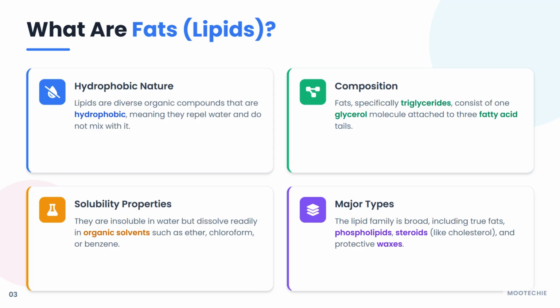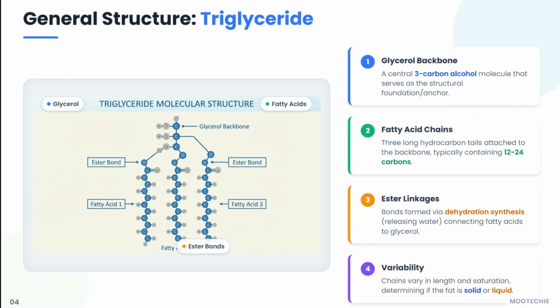Now, their composition, the fats we commonly think of called triglycerides, have a specific structure. They consist of one glycerol molecule attached to three fatty acid chains. Because of their structure, they have unique solubility properties. They are insoluble in water, but dissolve readily in organic solvents like ether, chloroform, or benzene. And the lipid family is broad. The major types include true fats, phospholipids, like the ones we just saw forming bilayers, steroids, such as cholesterol, and protective waxes.